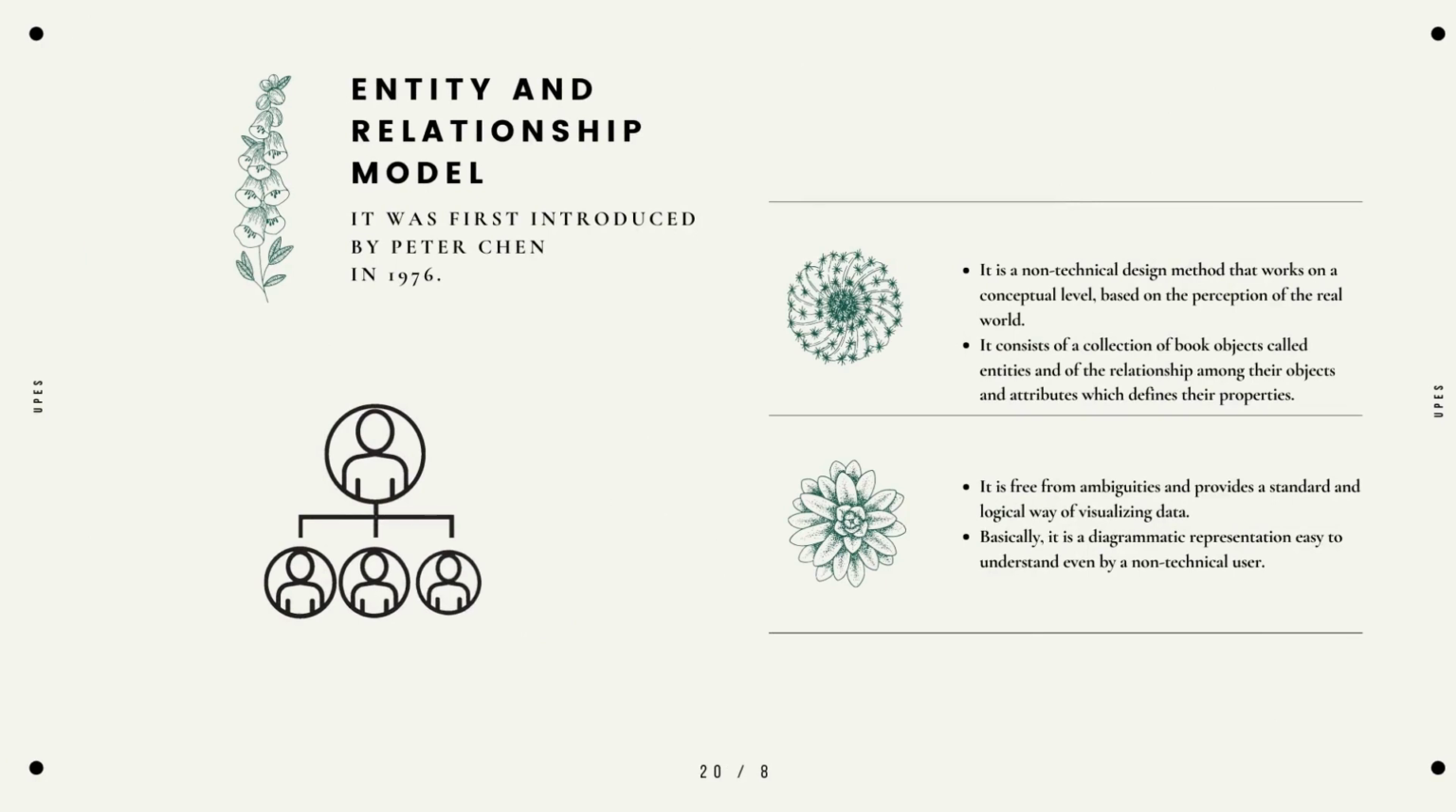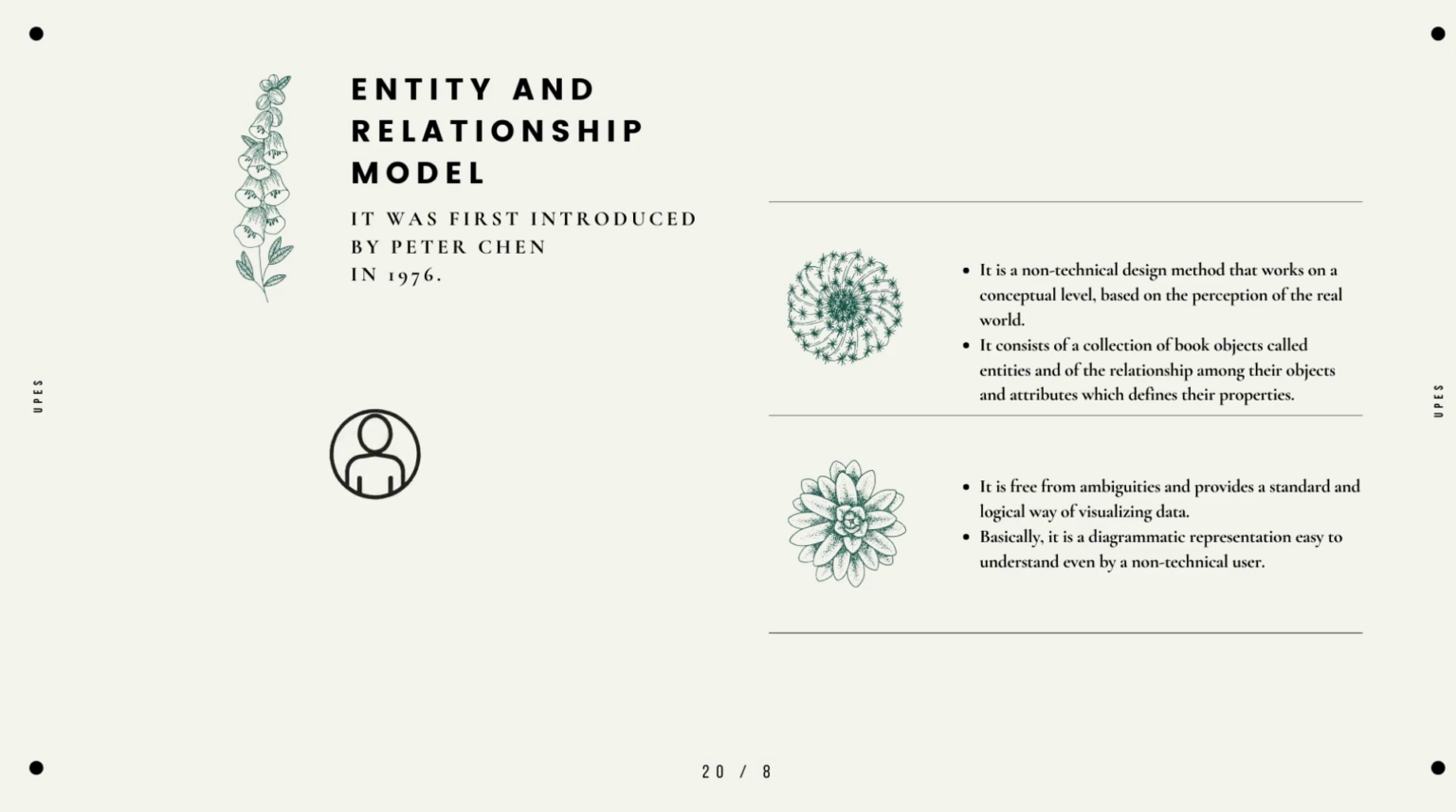Entity and relationship model. The ER model was first introduced by Peter Chen in 1976. It is a non-technical design method that works on a conceptual level, based on the perception of the real world. It consists of a collection of basic objects called entities, and of the relationships among these objects, and attributes which define their properties. It is free from ambiguities and provides a standard and logical way of visualizing data. Basically, it is a diagrammatic representation easy to understand even by a non-technical user.